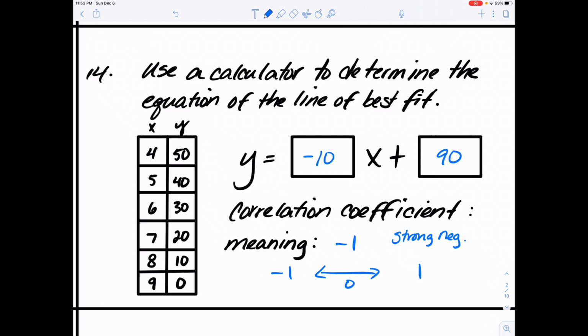Now we're back to question 14. I've plugged in my -10 in place of the M, which is the slope of my line or the rate of change of this set of data. And then my 90 was my y-intercept. So now I have my equation of the line of best fit. And remember that our correlation coefficient this time was -1, which is a very, very strong negative correlation because the points were not just close to the line, they were actually on the trend line itself.